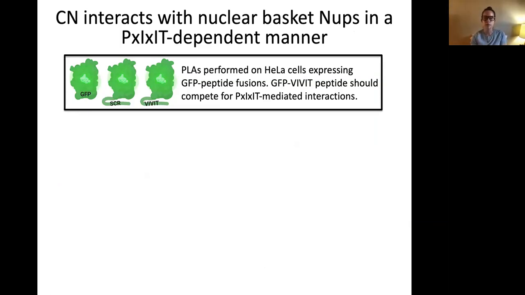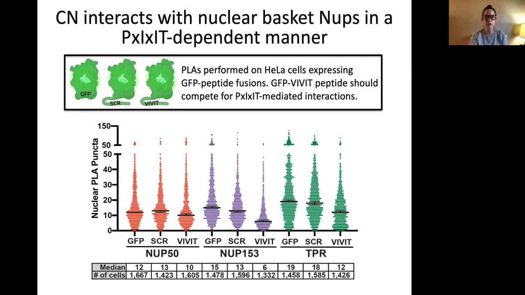To do this, we performed PLAs with the same antibody pairs, just on HeLa cells that were expressing GFP peptide fusions, shown here above. So you either have GFP alone, GFP fused to a scramble peptide, or the high affinity PxIxIT peptide, VIVIT. And the expectation is if these are truly PxIxIT mediated interactions, expression of a competitive peptide like VIVIT might lower the PLA signal in those cells. And that's what I'm showing you here.